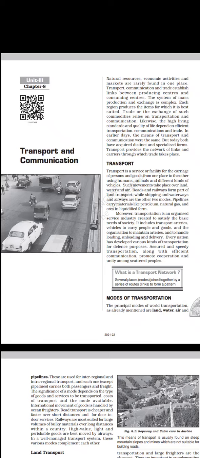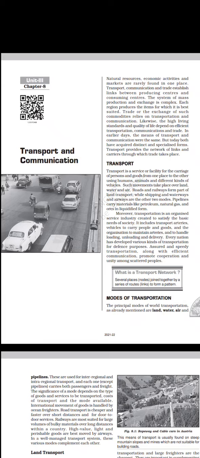Roads and railways form part of land transport, while shipping, waterways, and airways are the other two modes. Pipelines carry materials like petroleum, natural gas, and ores in liquefied form. Moreover, transportation is an organized service industry created to satisfy the basic needs of society. It includes transport arteries, vehicles to carry people and goods, and the organization to maintain arteries and to handle loading, unloading, and delivery. Every nation has developed various kinds of transportation for defense purposes.